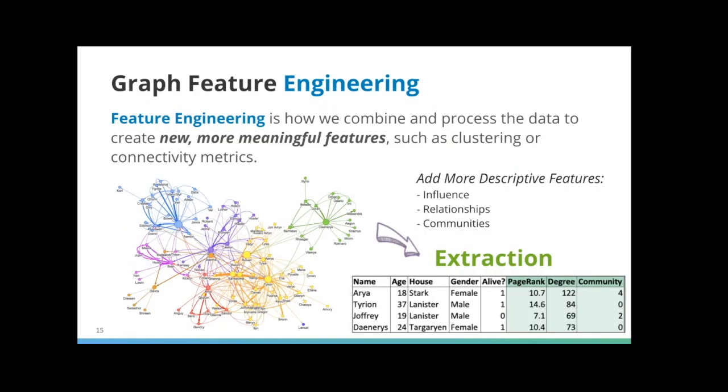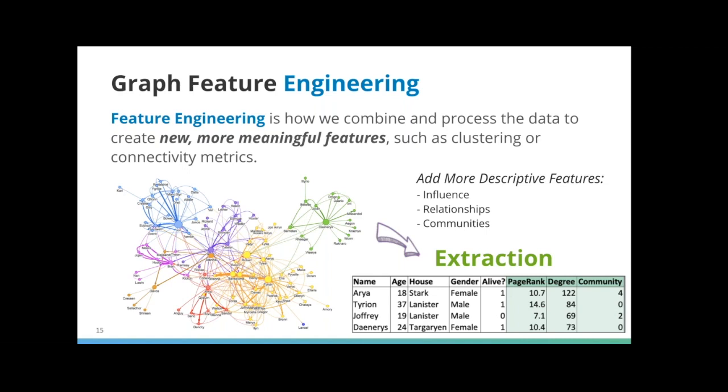So if you look at the table that's down there in the right-hand corner, you can see our graph there on the left. And you might have some features like name, age, house, gender, whether the person is alive or not. So for instance, in our Game of Thrones data set that we use quite often with our algorithms, you can see we might have these fields in a traditional machine learning model.